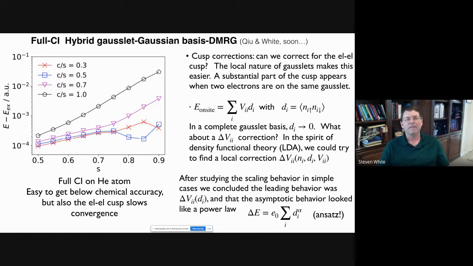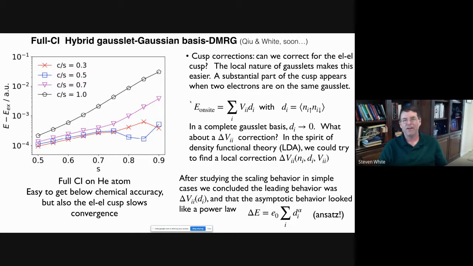Okay, but because our functions are so local, we can think of corrections to take care of this, extrapolations that are easier than in a conventional basis. Okay, so if you think about where this cusp problem comes in, it's really when two electrons happen to be on the same Gausslet. If they're on different Gausslets, the basis is just doing fine.